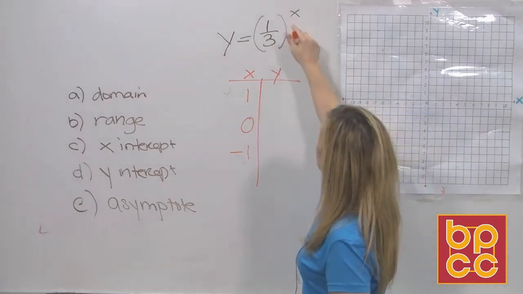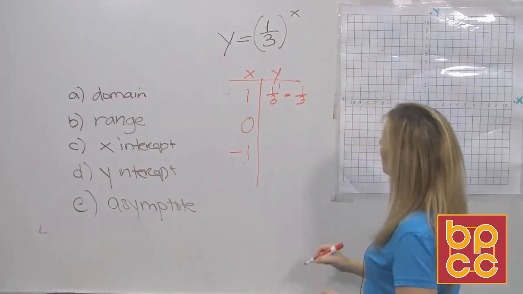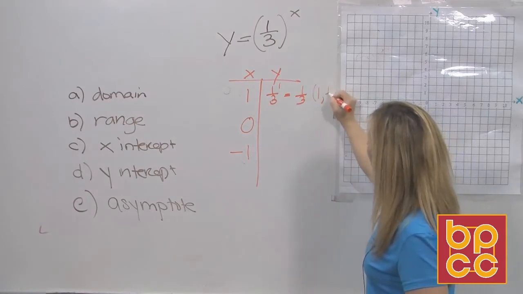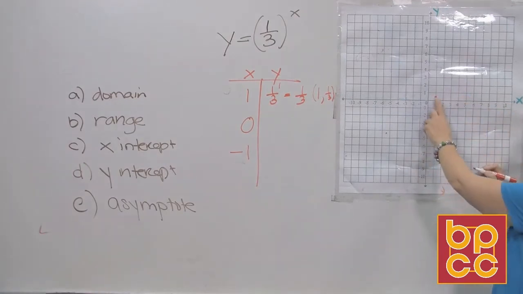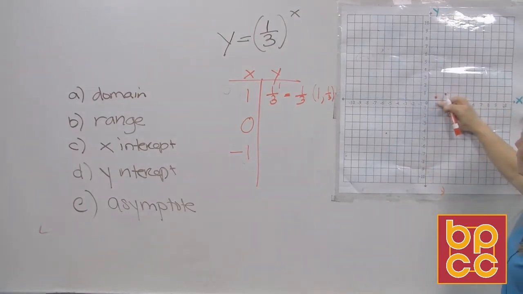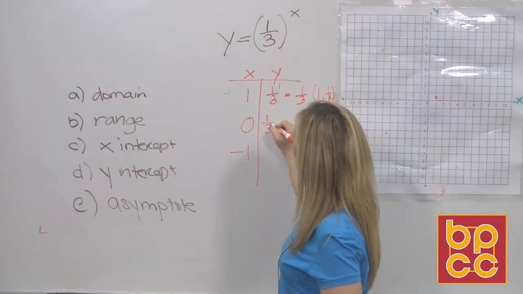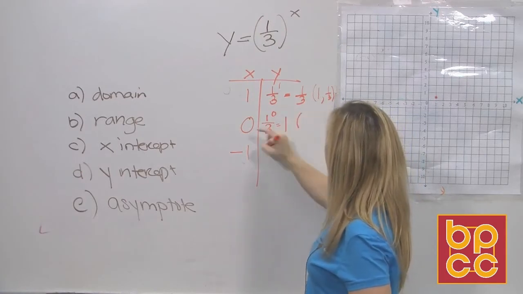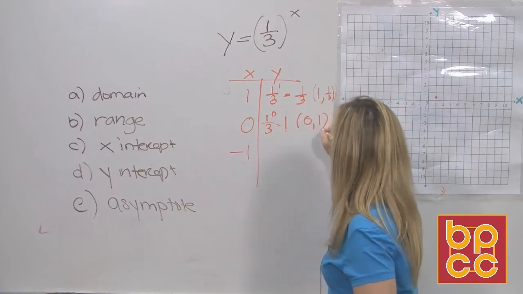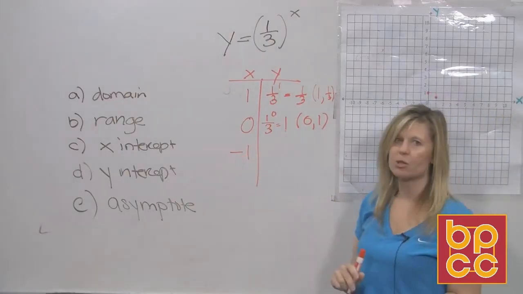Let's take 1 and substitute it in. This would be 1/3 to the first, which means 1/3. So I am plotting the point 1, 1/3. So I'll go to x is 1 and y is 1/3, which is somewhere in the middle. It's higher than 0, but it's less than 1. Okay, let's take our next x value. Put 0 in here. So this is 1/3 to the 0, which we know any base to the 0 is 1. So now I've made the ordered pair 0, 1.